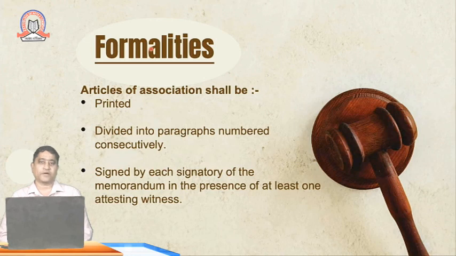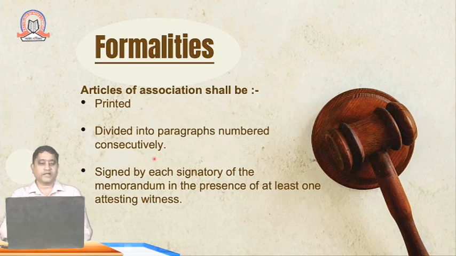The draft has to be passed by the promoters or the directors. They should resolve that these particular articles are proper. After submitting to the ROC, when the ROC approves, and after getting the rough draft approval, it should be printed. This Article of Association should be divided into paragraphs and should be numbered consecutively. It should be signed by each and every signatory whose name has been subscribed to the memorandum or whose name has been registered with the ROC.